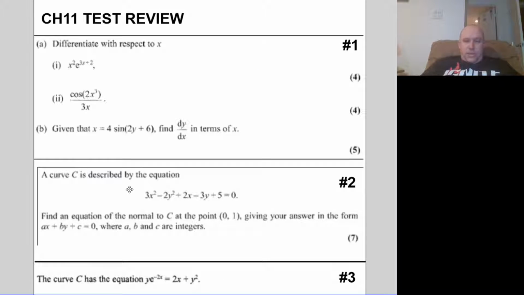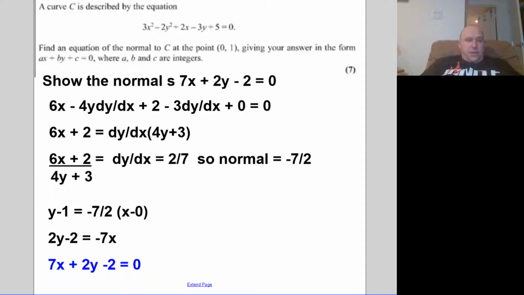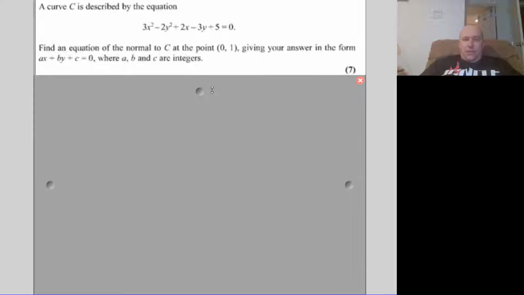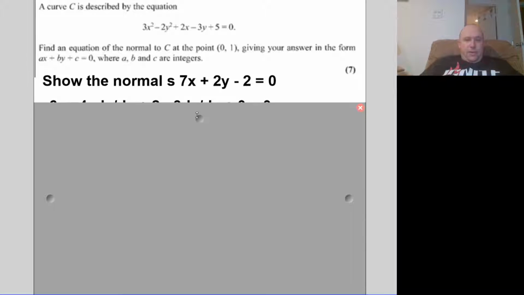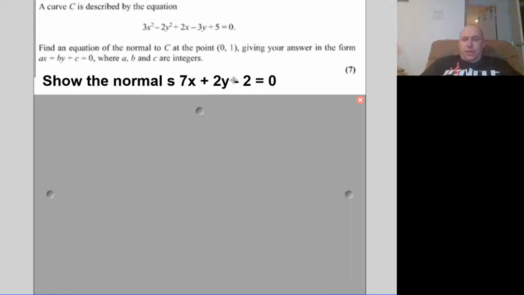The second question is this one here, the 3x squared one. So find an equation to the normal at the point (0, 1). This is your pretty standard question. They haven't broken it up at all. They've made it out of 7. And I've made it a show that question as well if you want to try this question and pause.